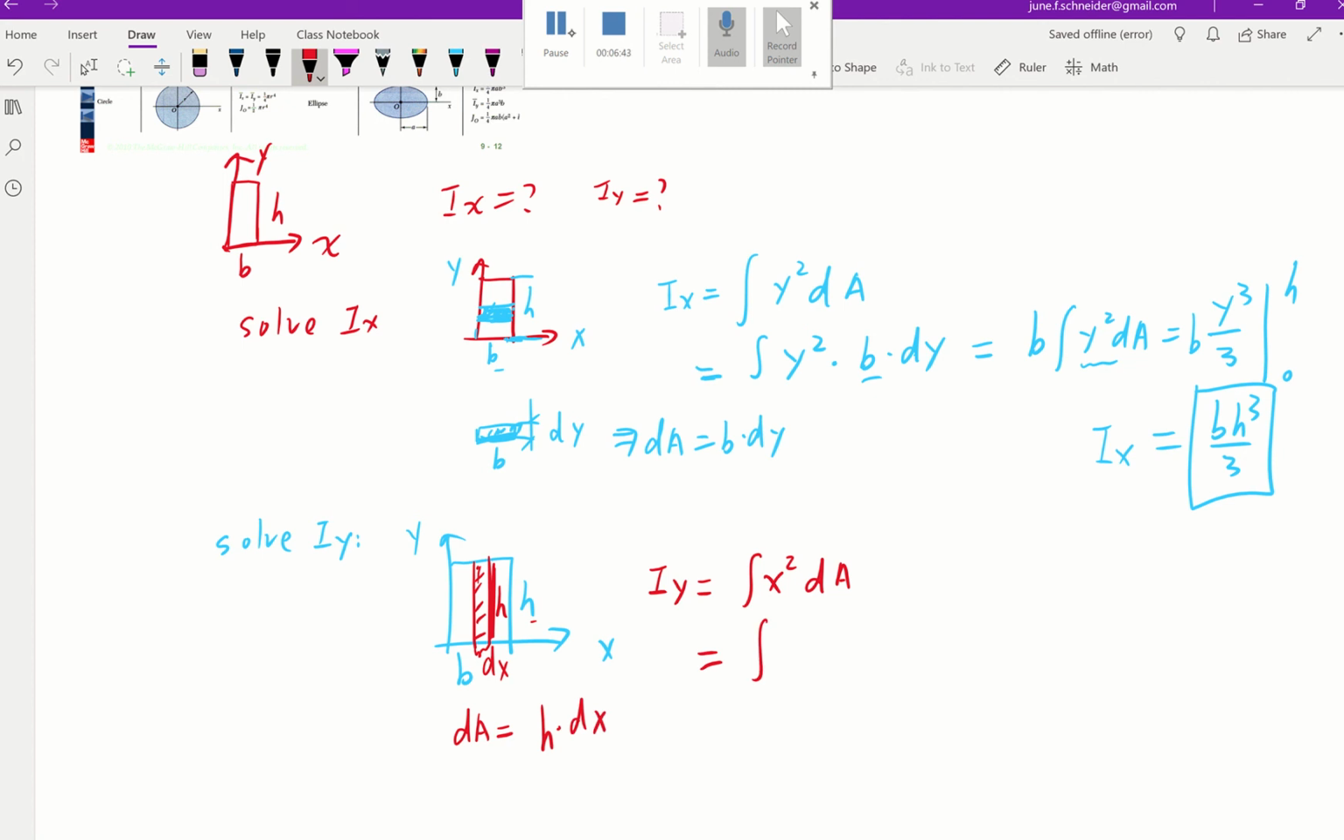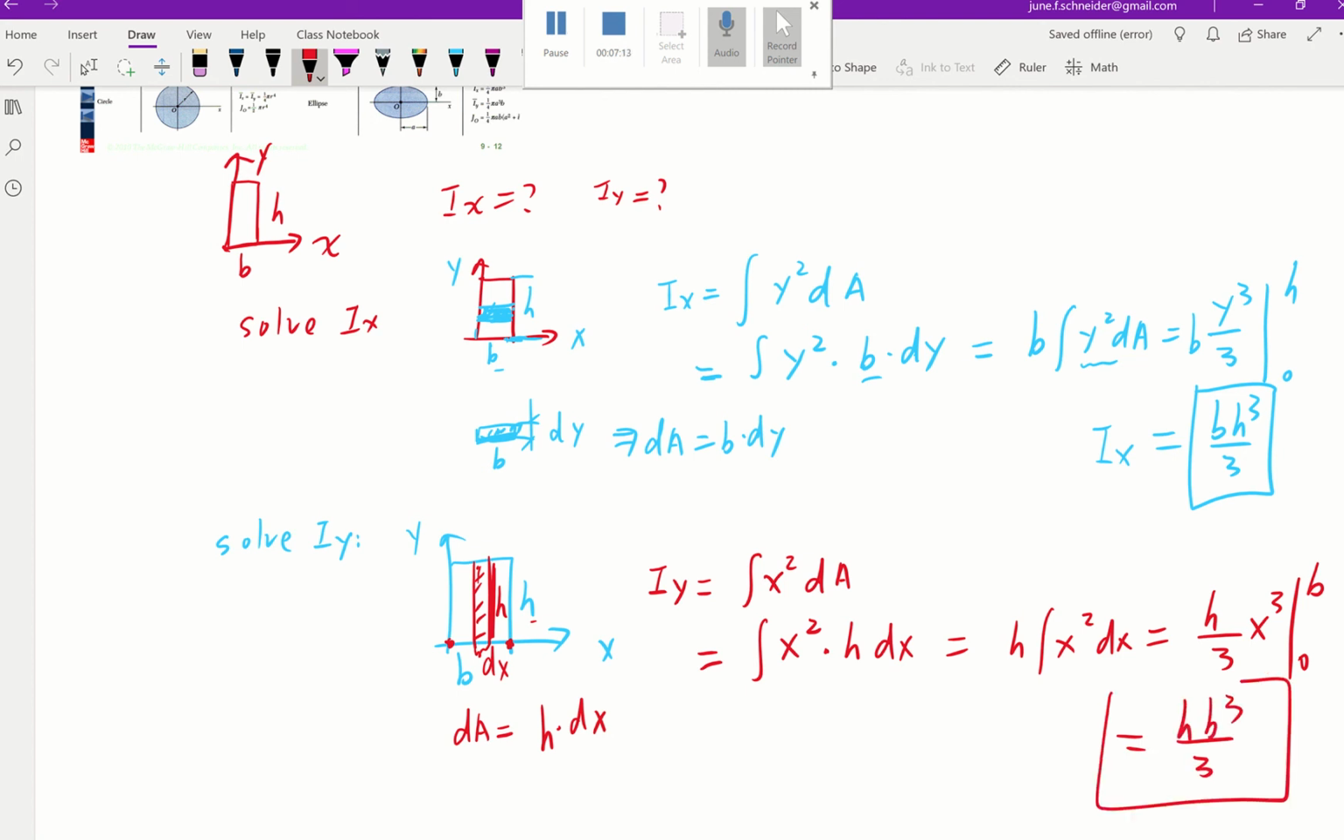So plug it into this equation here. Iy will be the integral of x squared times dA, h dx. Taking h out, we'll have x squared dx. And integrating, we'll have 1/3 h x cubed. And what's the x range? The x range is from 0 to this length b. From 0 to b. Then what would we get? It would be 1/3 h b cubed. That's going to be our Iy.